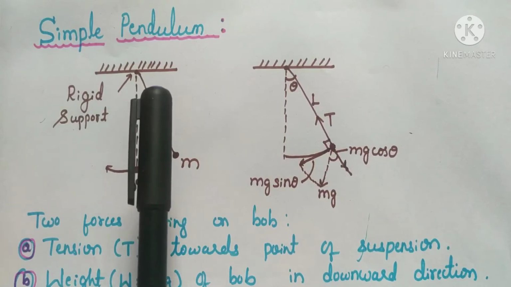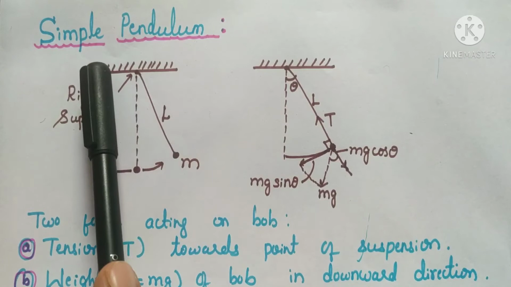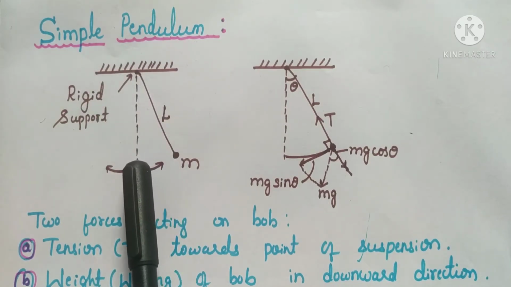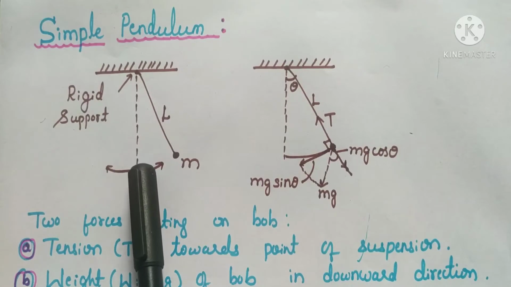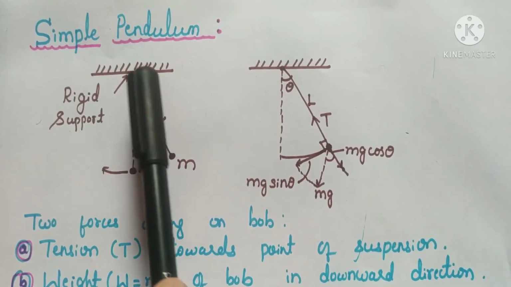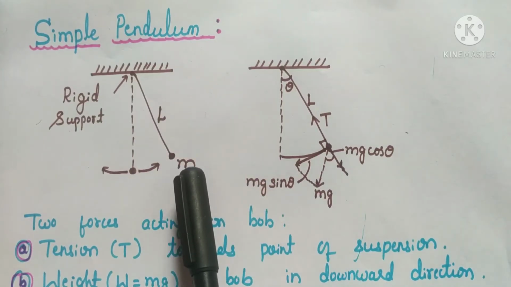Simple pendulum means a string whose one end is attached to a rigid support and the other end of the string is attached to a metallic sphere, which we will call the bob of the pendulum, and this is a simple pendulum. Here the string has length L and M is the mass of the metallic sphere or bob.